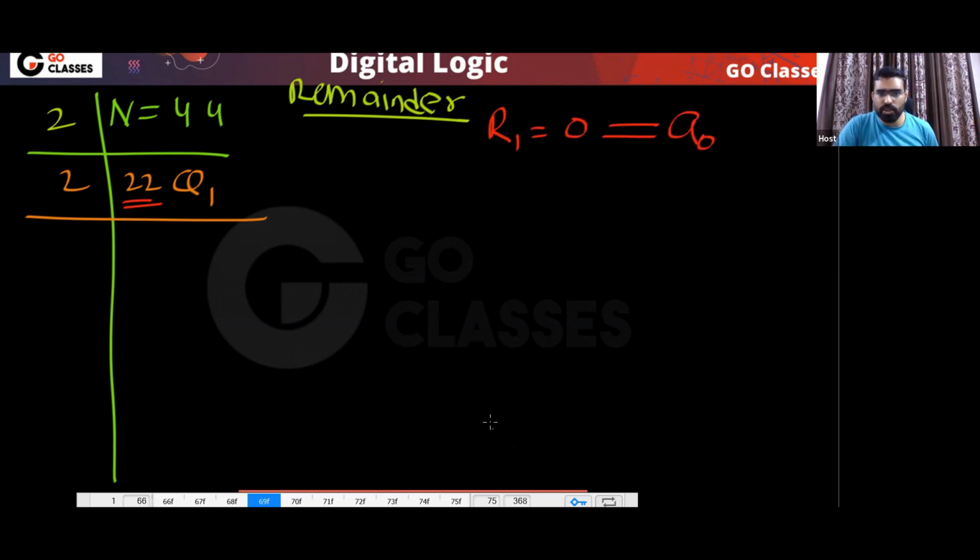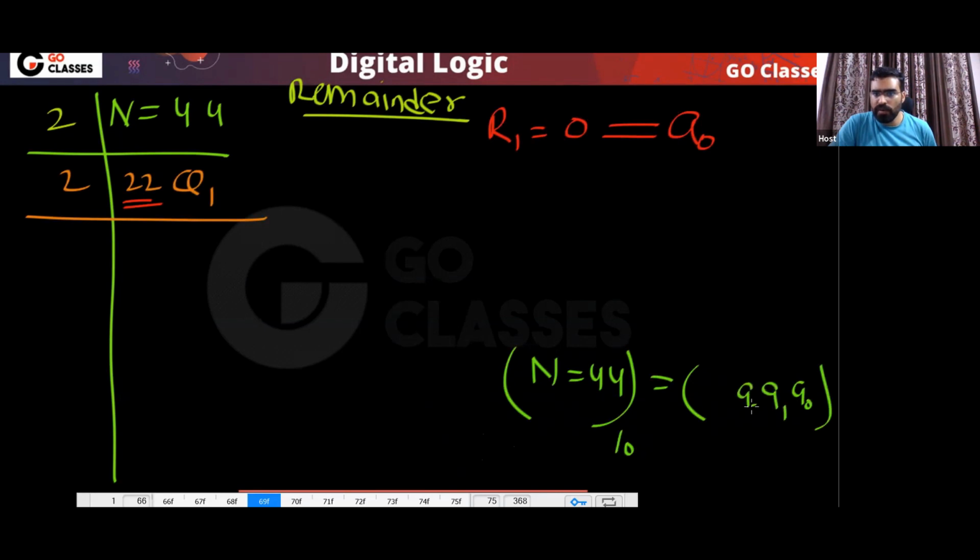This first remainder is your a0, because remember, if you have n equal to 44 in decimal, then what will be in the binary? A0, A1, A2, A3, A4. Okay, so this is your binary. So you can notice this A0 will be your first remainder. The first remainder will be A0. Very simple.